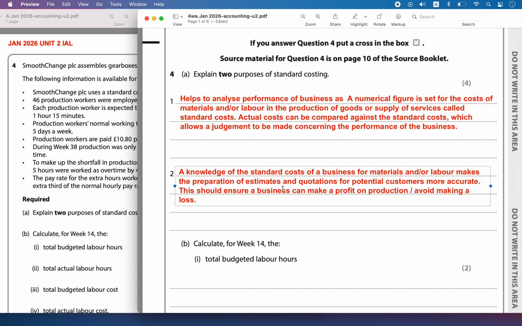Then the second one is, if you have the knowledge of standard costing of the business for the materials and the labor, you can prepare estimates and quotations for potential customers more accurately. So this would ensure a business can make a profit on production and avoid making a loss. You will prepare estimates and quotations for the customers, so you can set your selling price. You know your costs, and thereby you will set a selling price at such a point that the business can make profits. So these are the two uses or the purposes of standard costing.